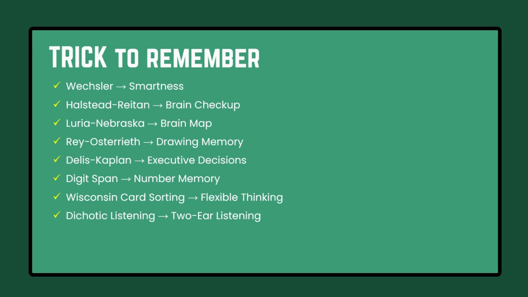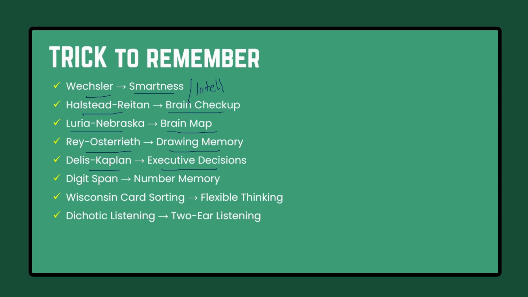Now I'll give you a trick to remember it, okay? I don't know how well the trick will work for you, but it did work for me. So these are all the tests that we have learned. Wechsler was all about smartness or intelligence, right? And Halstead-Reitan, brain checkup. Luria-Nebraska, brain map. Rey-Osterrieth, drawing memory. If you remember the complex line drawing that the patient is shown, the person has to draw it and remember. Delis-Kaplan, executive functions.